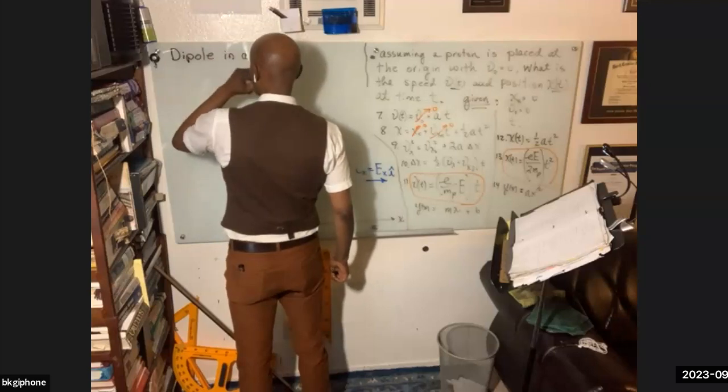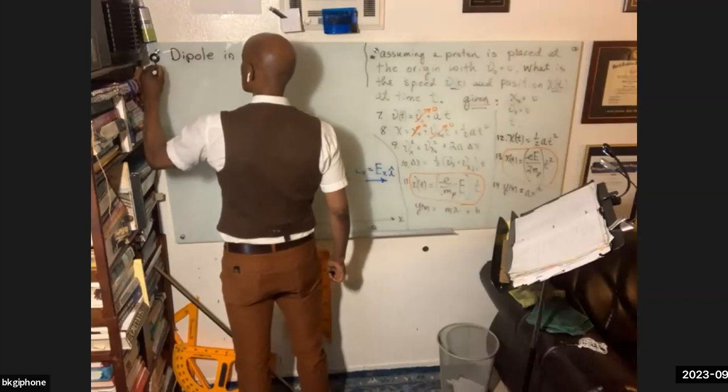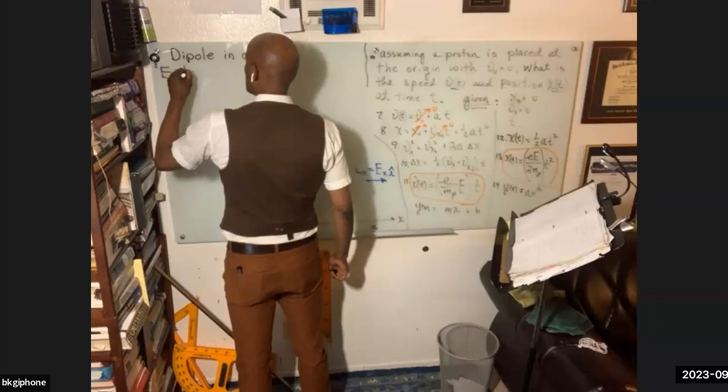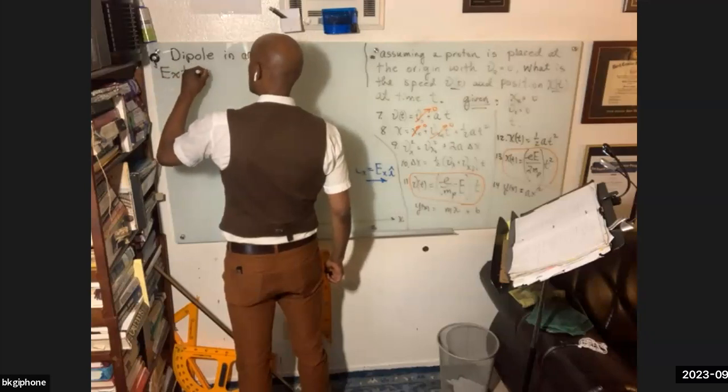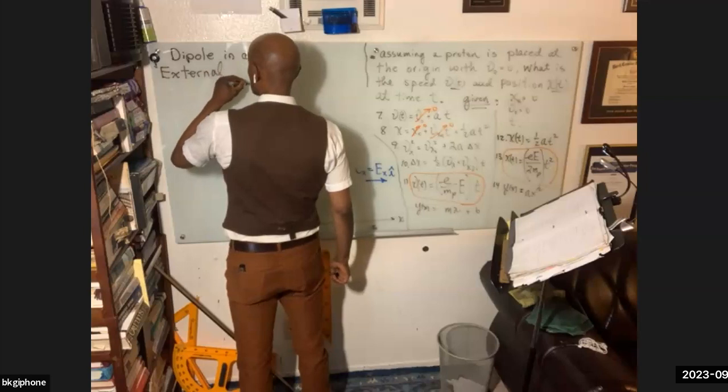Now, remember a dipole moment now has its own field, but in an external E field, we will assume that the field of the dipole is negligible with respect to the external field.